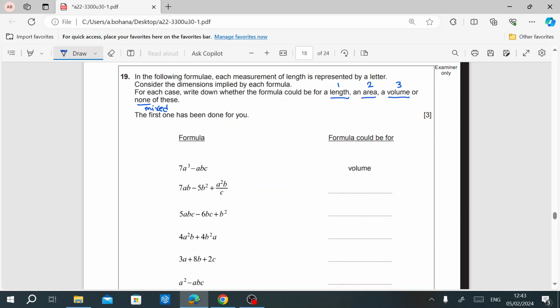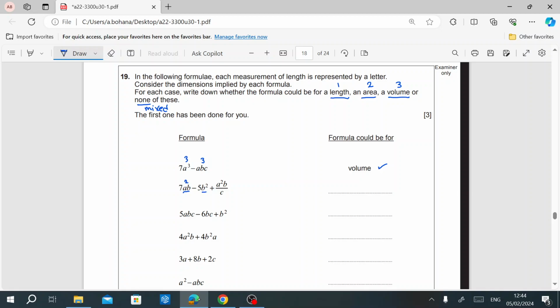Look at the first one which has been done. A cubed, that's 3 letters. Minus 3 letters. So that's got 3 letters. That's got 3 letters. So 3 is volume. So that is obviously correct. Look at the next one now.